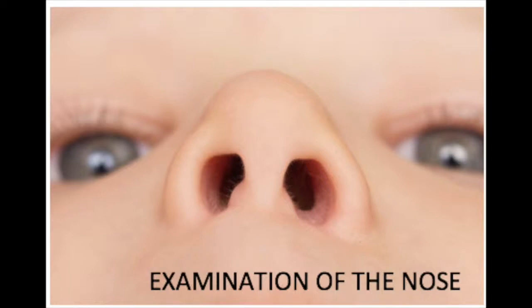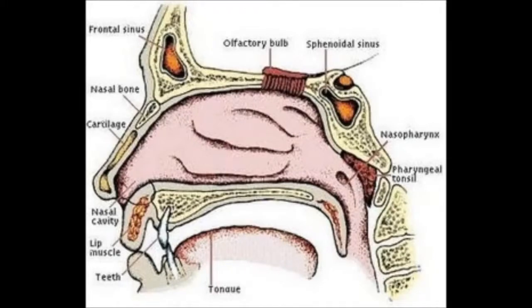We're going to talk about the examination of the nose. Important external topography: the bridge of the nose is made up of the nasal bones in the top third. This is then attached to the upper lateral cartilages of the nose, which forms the bridge. And the tip of the nose is formed by the lower lateral cartilages of the nose.